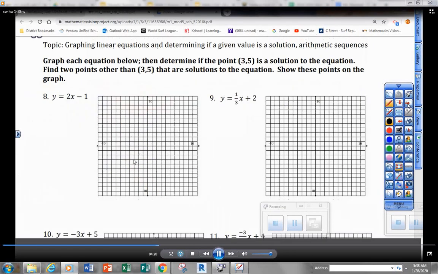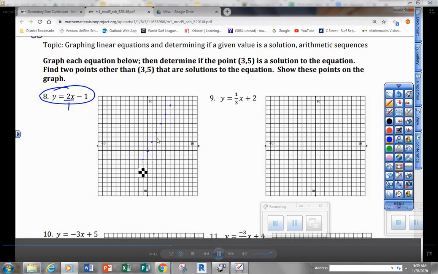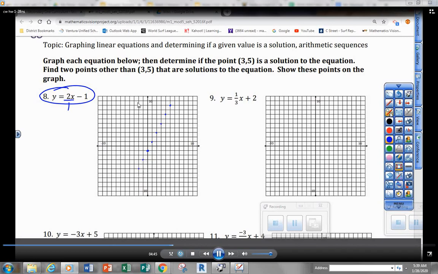All right, for this, again just practicing, I'm going to have you graph this line, see if (3, 5) is on it, and then find two other points on the line. So 2x minus 1, practicing negative 1, rate of change, slope, over 1 up 2, over 1 up 2. Draw your line through them best you can.